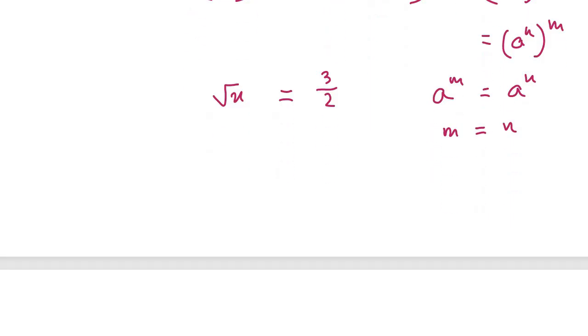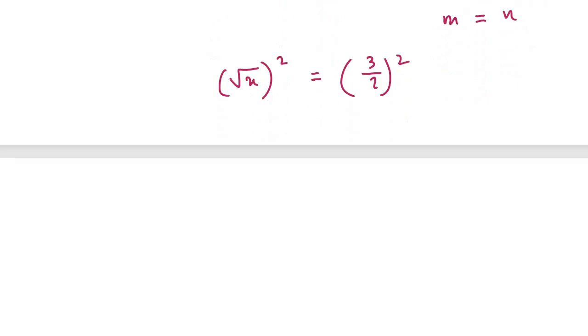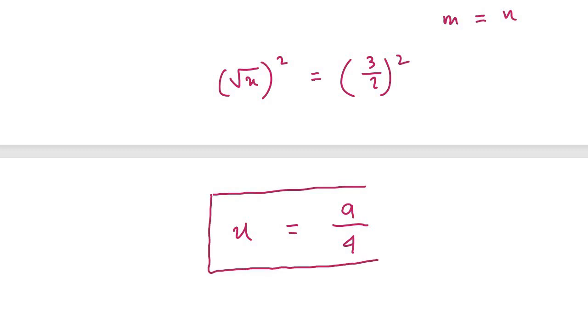Now if we square both sides, we get square root of x whole square equals 3 by 2 whole square, which gives us x equals 3 times 3 is 9 and 2 times 2 is 4. So this is the value of the x and this is the solution for our given equation.